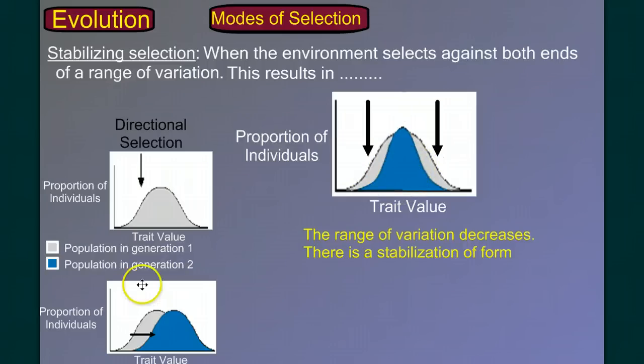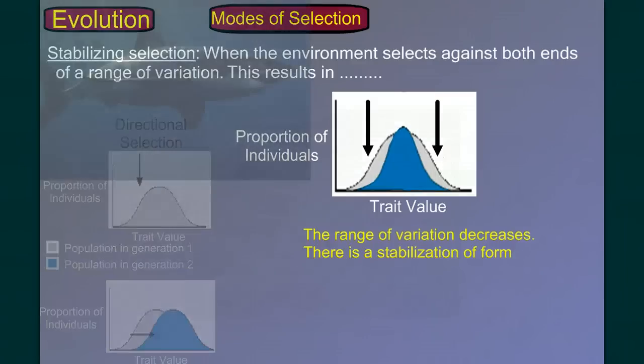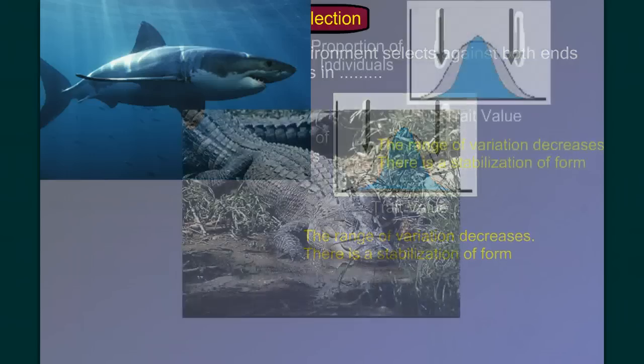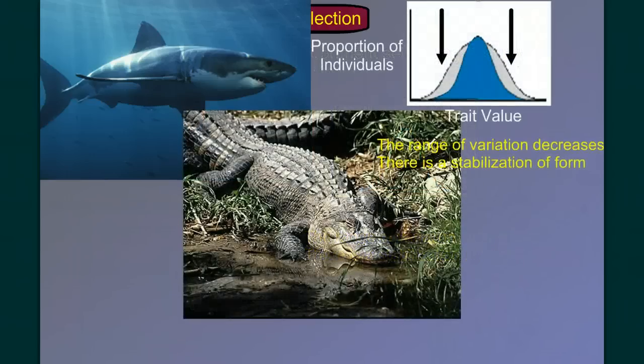Now, when will this happen? And can you think of any animals, or organisms, I should say, where this has happened? Any organisms that have not changed due to natural selection? Well, how about a shark? Sharks haven't changed very much in 65 million years. And what about crocodiles and alligators? They haven't changed very much either. They're basically dinosaurs. So what do they have in common?